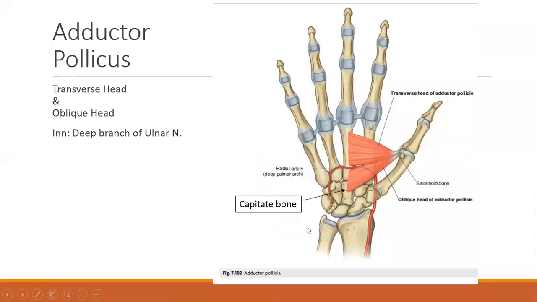Okay, and we're going to skip over the bursa for now. Your adductor pollicis is this muscle here. It has 2 bellies. It has a transverse head as well as an oblique head. Both of them are innervated by deep branch of ulnar nerve. Just remember ulnar nerve for now.